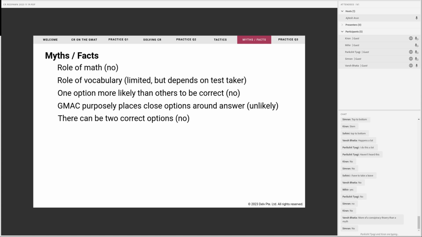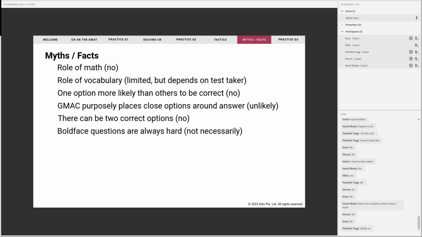I believe Simran is saying two options that sound correct, but no, two correct options. So yeah, that is perfect. Two options that we may have a little bit of difficulty choosing between, yes. But two options that are actually both correct, no, that doesn't happen on the GMAT.